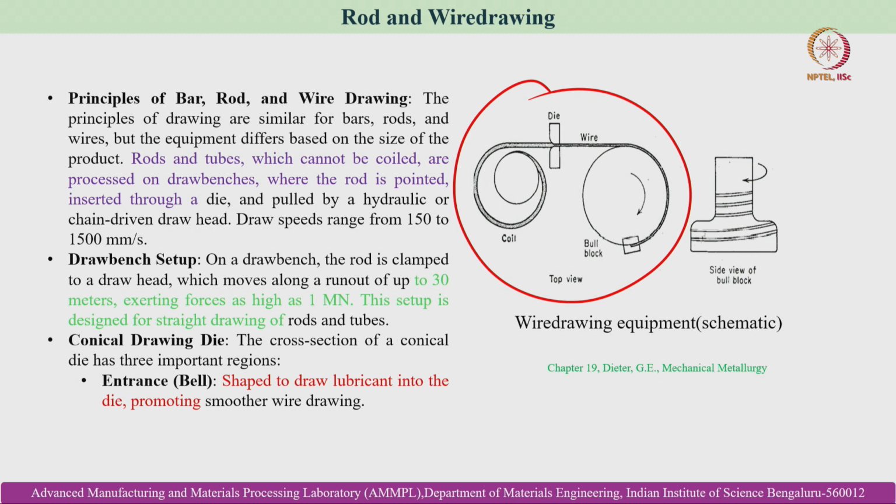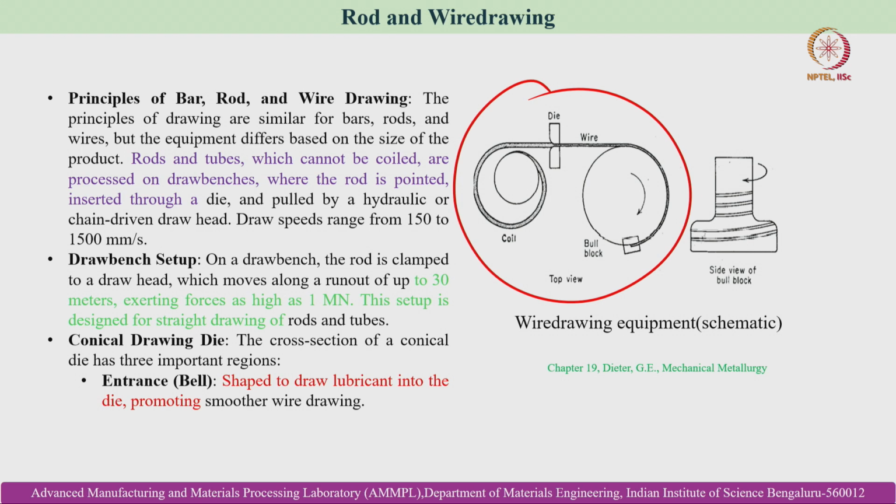Draw bench setup. On a draw bench the rod is clamped to a draw head, which moves along a run out of up to 30 meters, exerting forces as high as 1 meganewton. This setup is designed for straight drawing of rods and tubes.